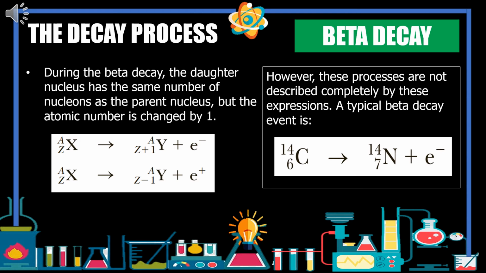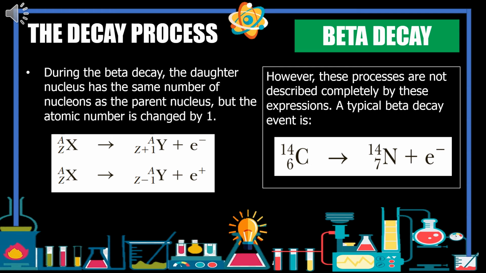This new electron is referred to as a beta particle. When a radioactive nucleus undergoes beta decay, the daughter nucleus has the same number of nucleons as the parent nucleus, but the atomic number is changed by 1, which is denoted by the equation. Again, note that the nucleon number and the total charge are both conserved in these decays. As we will see shortly, however, these processes are not described completely by these expressions. A typical beta decay event is shown in the equation presented.